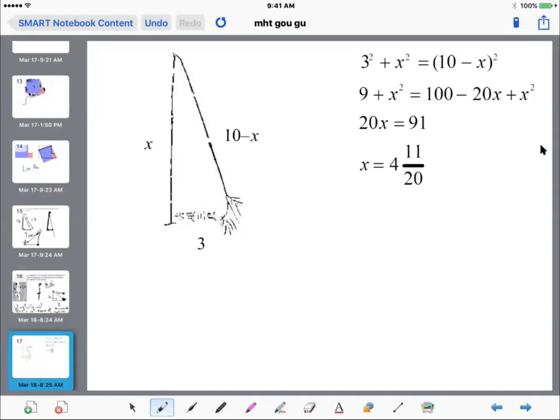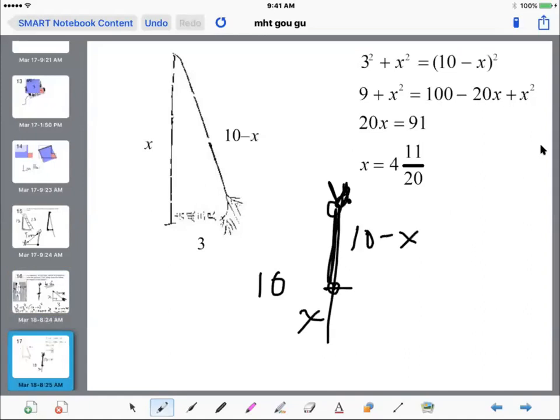Oh, the reason we subtracted the 10 minus x is because before the tree was 10. And if the break afterwards is going to be x, whatever this leftover piece is 10 minus x. Like, imagine the break was 4 from the bottom. This would be 6, because they have to add up to 10. So x together with 10 minus x adds up to 10. So whatever the x is, the other piece is 10 minus x, because the whole thing was 10. Yeah, that could be. Is that more clear?